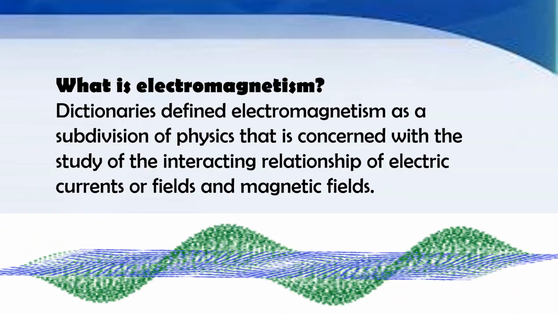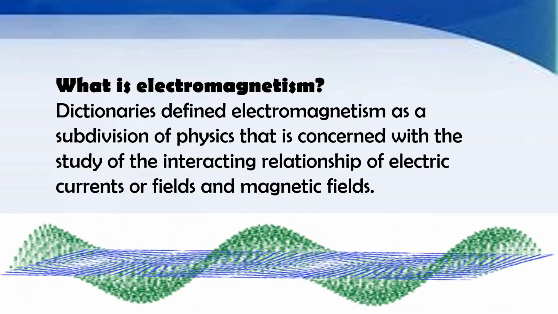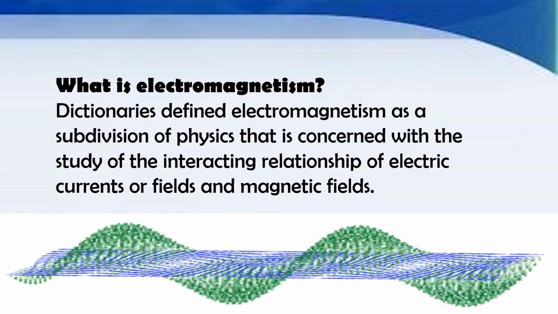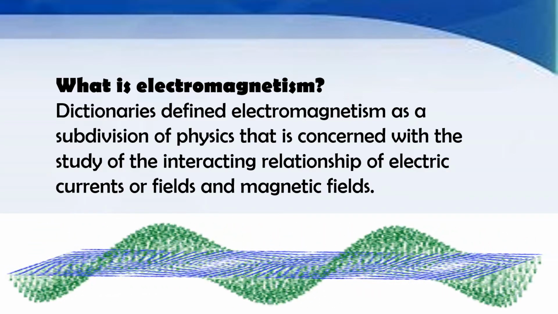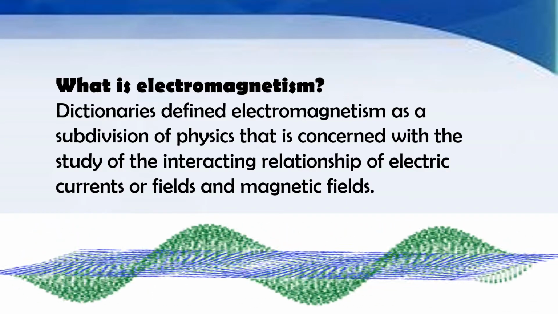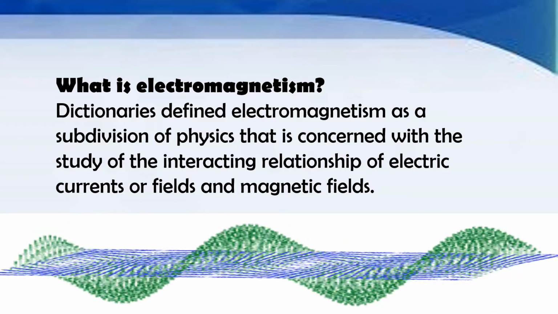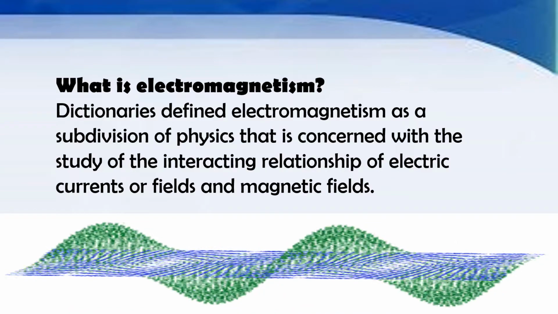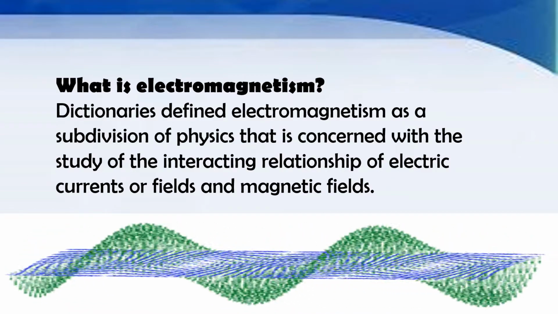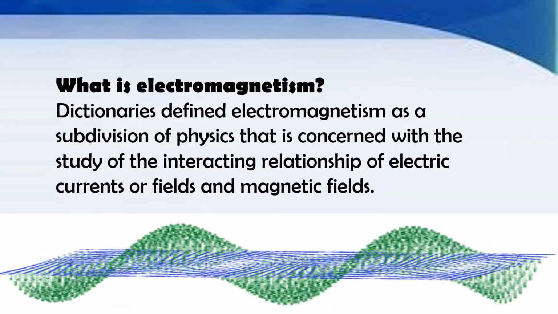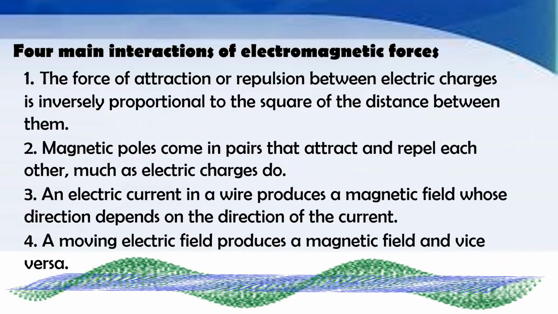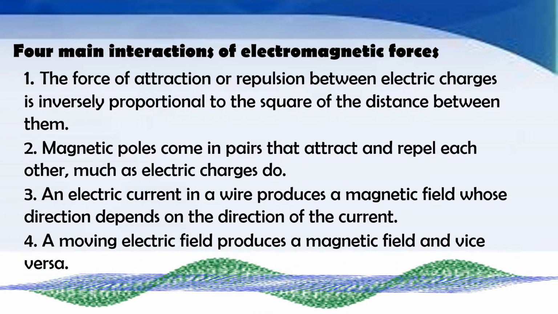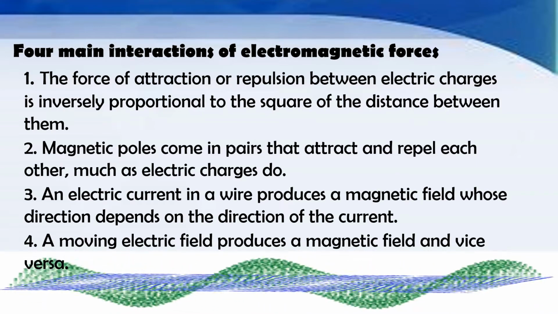So, what is electromagnetism? As you know, it is defined as a subdivision of physics that is concerned with the study of the interacting relationship of electric current or fields and magnetic fields. So we have here the four main interactions of electromagnetic forces.